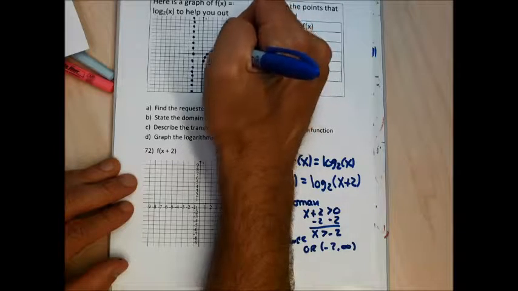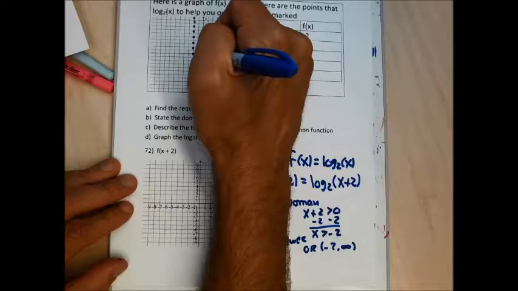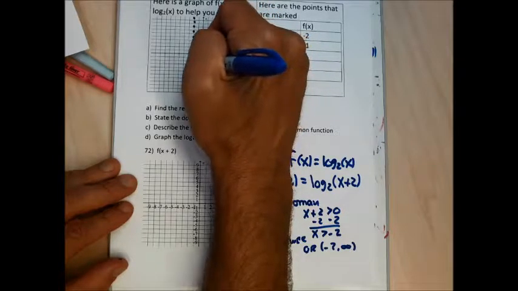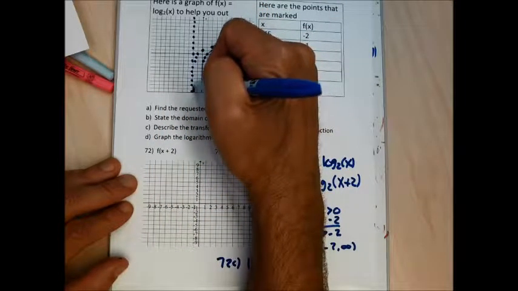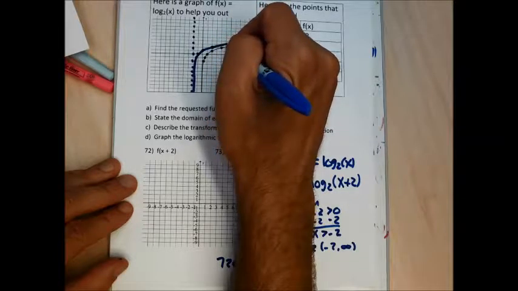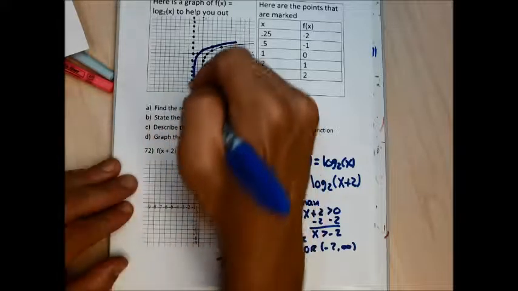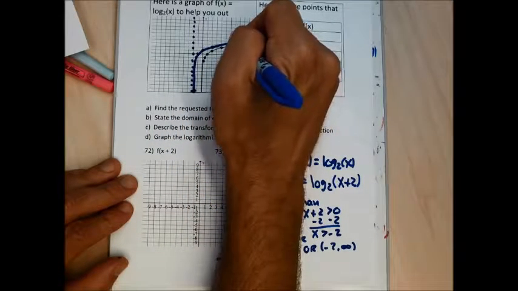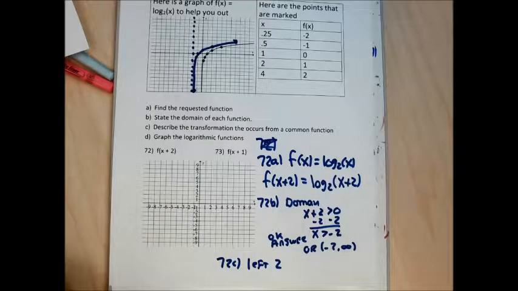This point is going to move left 2. That point's going to move left 2. Every point I'm just dragging 2 to the left. And as I move the points 2 to the left, they start getting closer and closer to that asymptote. And so it's going to look something like that. Maybe not the perfect graph, but certainly good enough. So I just took every point in the given graph and moved it 2 to the left. That's all I would expect you to do.